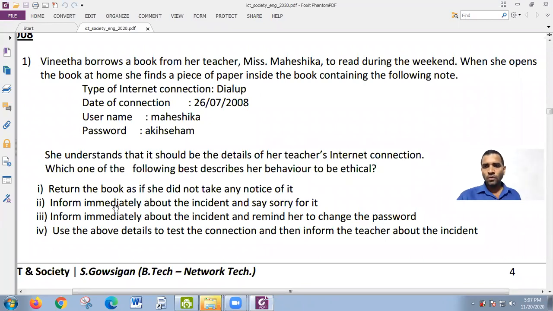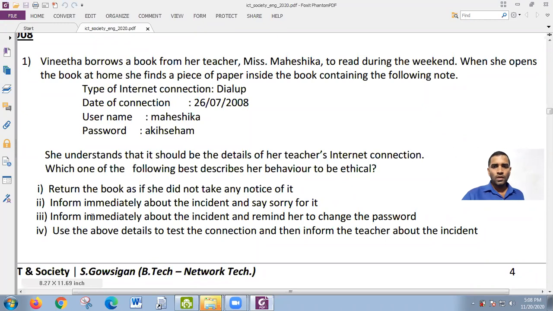Okay. Second, inform immediately about the incident and say sorry for it. So inform the teacher about the incident and say sorry. That may be okay, but let's read the remaining part, because here also she read them, and after that she returned and said sorry. It seems okay, but she knew such information, right? She found the internet username and password. So saying sorry may not be enough. Let's go and see whether there is anything more meaningful.